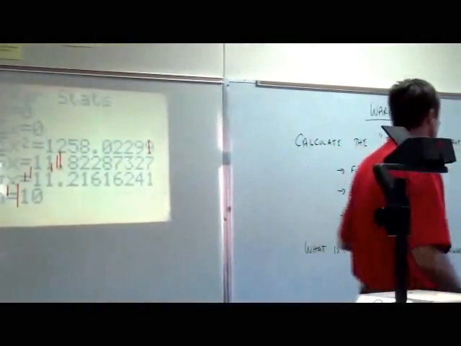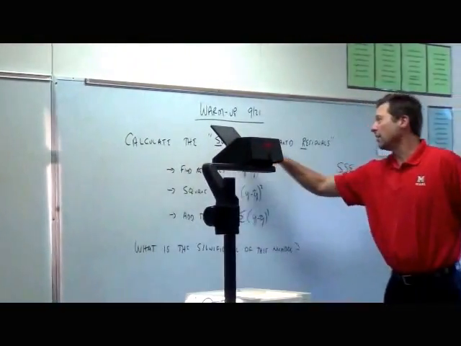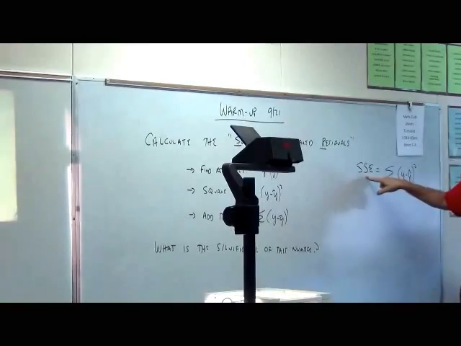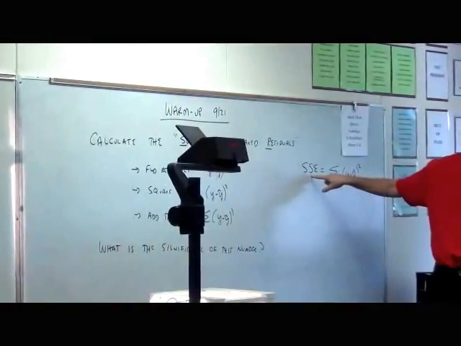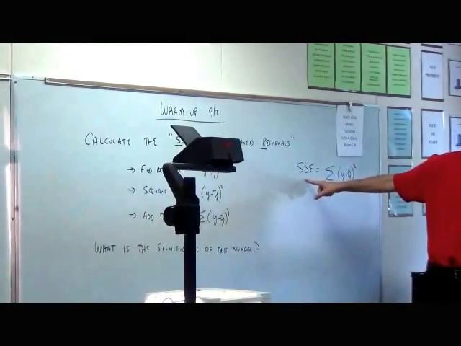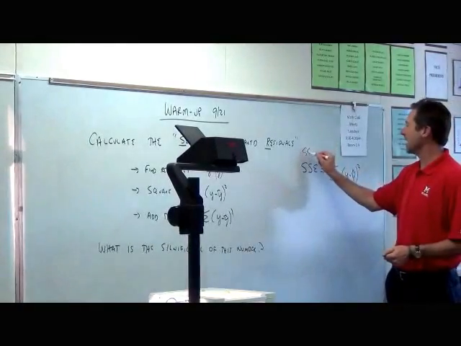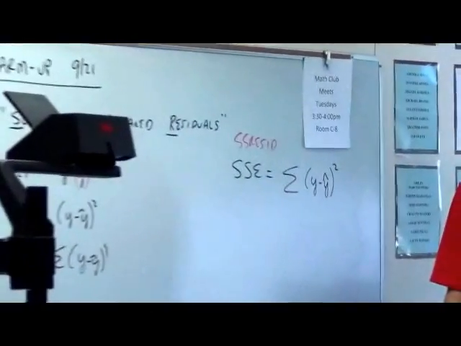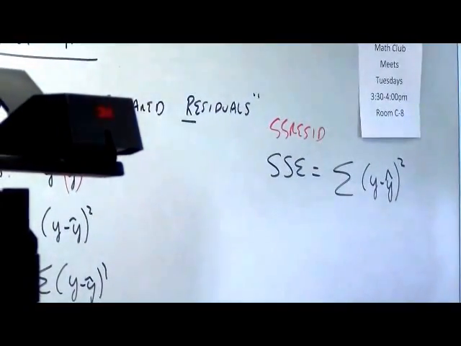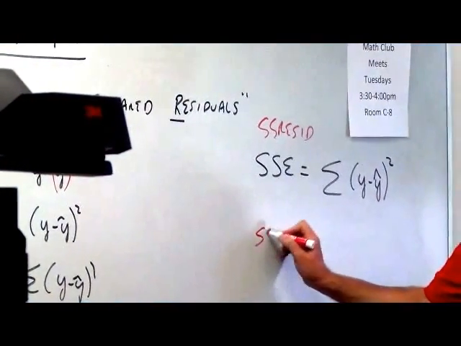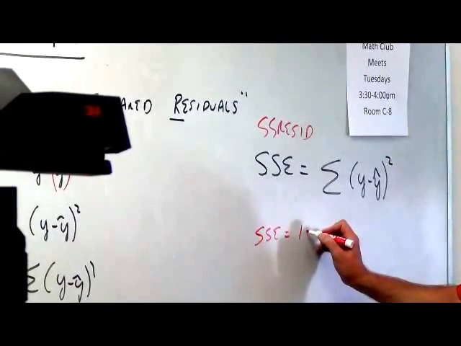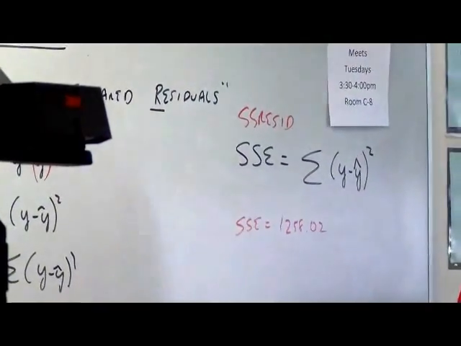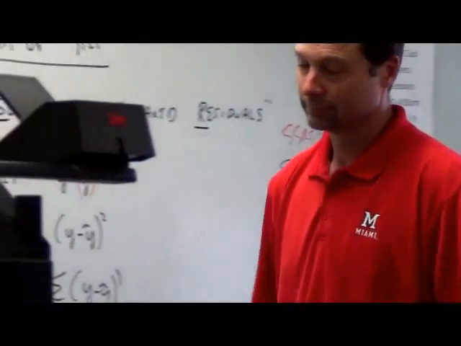So I got an abbreviation for you now. This is the sum of the squared residuals. Minitab uses this abbreviation, SSE, sum of the squared errors. You might also see this as SS resid. So if you see either one of those abbreviations, it means you've taken your residuals, you've squared them, and you've added them up. So we got, for this problem, 1,258.02.